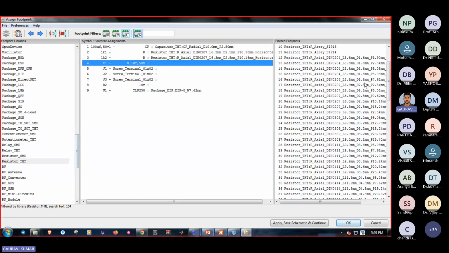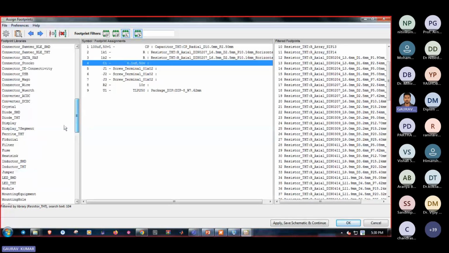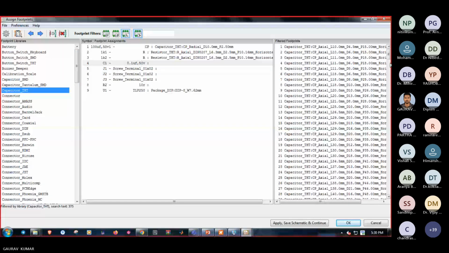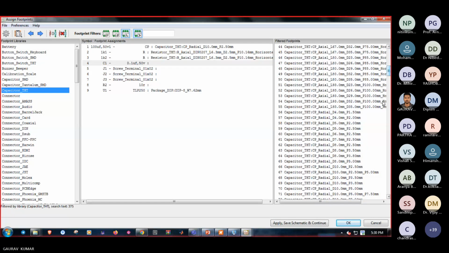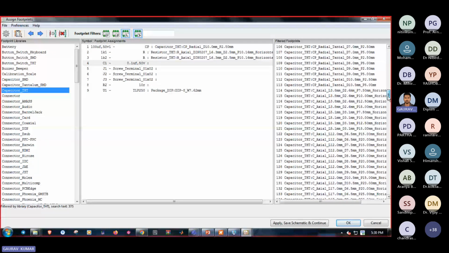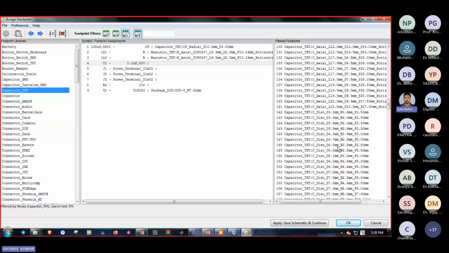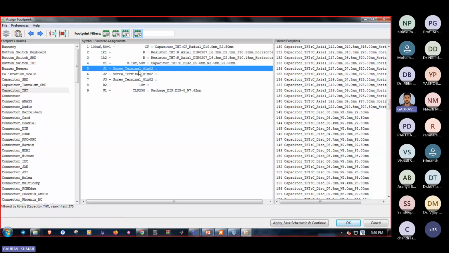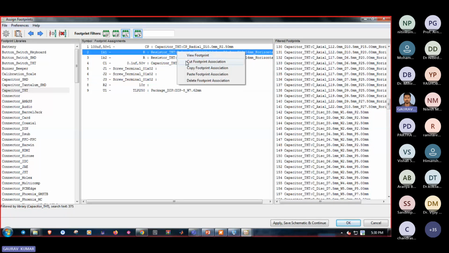We have to select the disk capacitor, capacitor THT again. We have to select some 5 mm. In this section, 5 mm. If you can see this, the resistor's same footprint we have to copy and paste here.